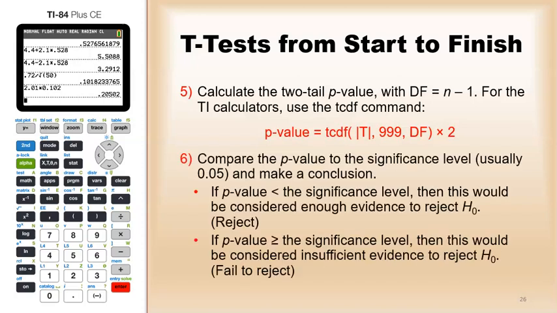We'll compare the p-value to the significance level, which for the most part we'll use 0.05 as our boundary, and we'll make a conclusion. If the p-value is less than that significance level, then that would be considered enough evidence to reject the null hypothesis. If the p-value is greater than or equal to the significance level, then this would be considered insufficient evidence to reject. So we'd fail to reject.